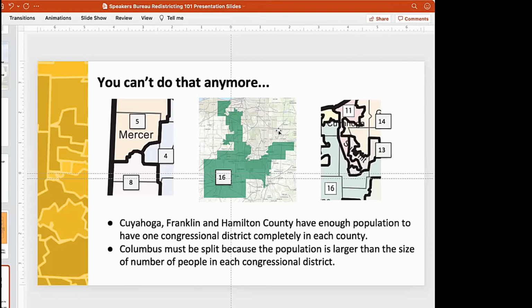The counties with the highest populations have enough population to have a district complete in each county. There's one exception, and that's Franklin County. Columbus must be split because its population is larger than the number of people that can be assigned to a district.